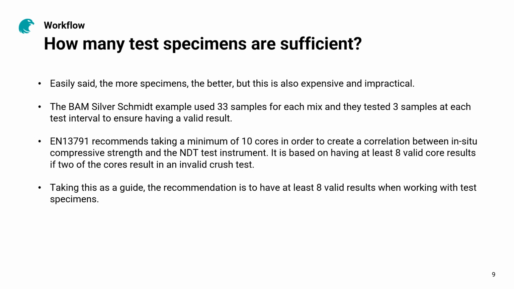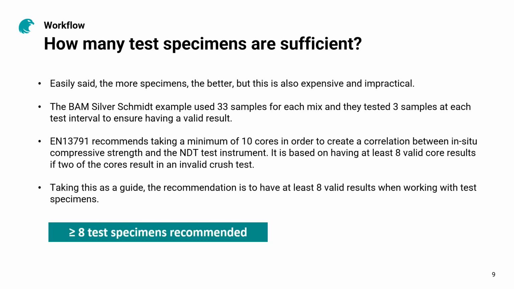EN 13791 recommends taking a minimum of 10 cores to create the correlation. It's based on having at least 8 valid core results in the case that 2 of the cores result in an invalid crush test. So taking this as a guide, the recommendation is to have at least 8 valid results when working with test specimens.